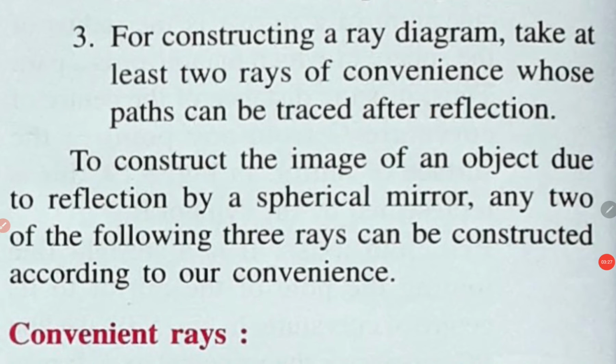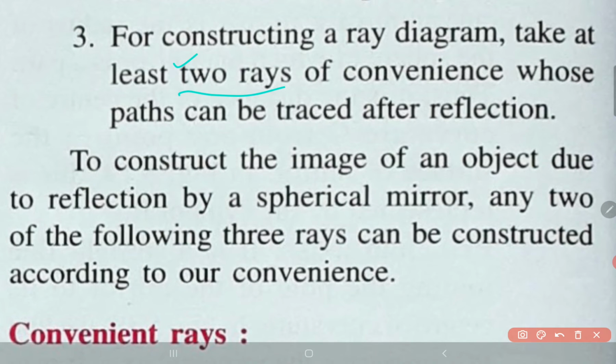The third rule says that for constructing a ray diagram, take at least 2 rays of convenience whose paths can be traced after reflection. So to construct a ray diagram, we need to take at least how many rays? 2 rays, right? At least. You can take more than 2, but 2 is the minimum, right? These convenient rays, we shall study after some time. So these are 3 rules to be followed. I hope it is clear, right?